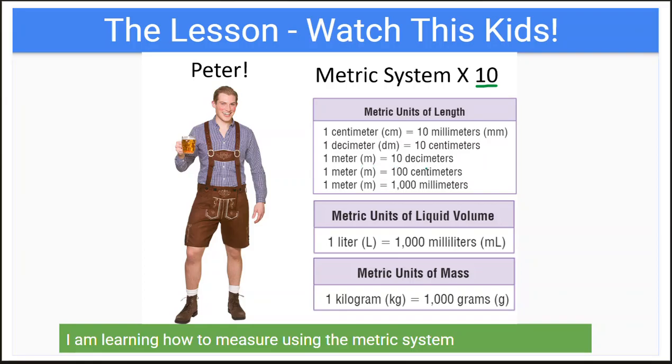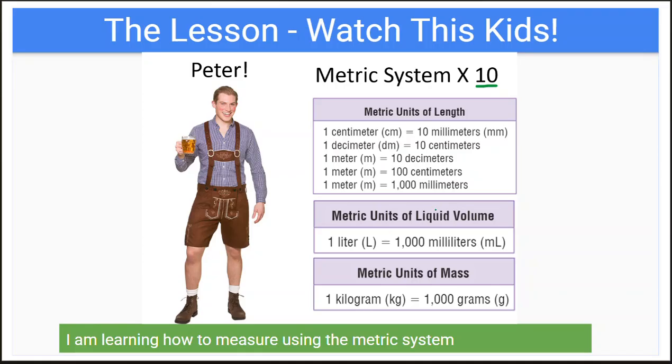1 meter equals 10 decimeters. It also equals 100 centimeters. And here's the big one. 1 meter equals 1,000 millimeters. You know what they should have put in here? You ever heard of a kilometer? Yeah, they should have put that in here because 1,000 meters equals 1 kilometer. Okay, you should know that.